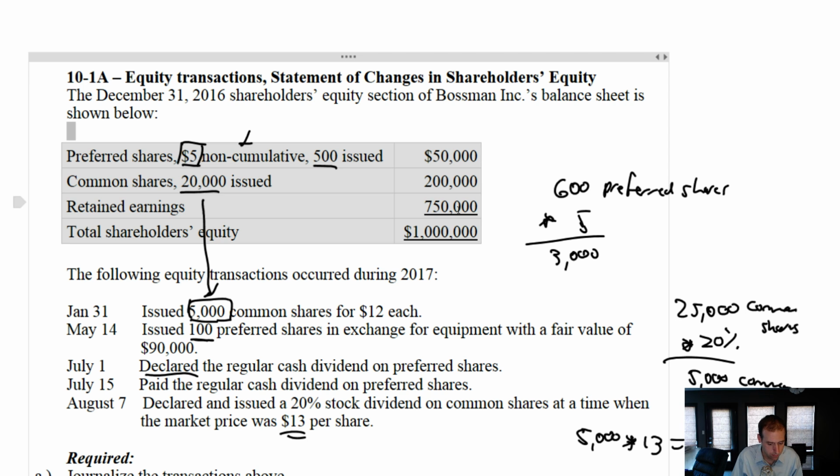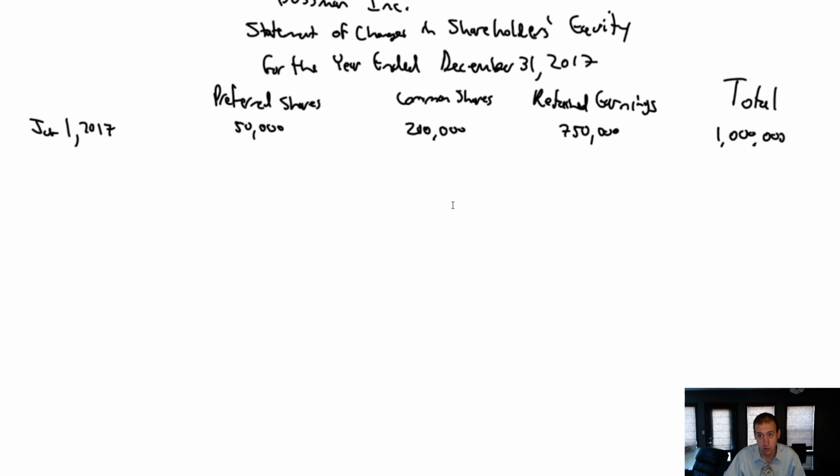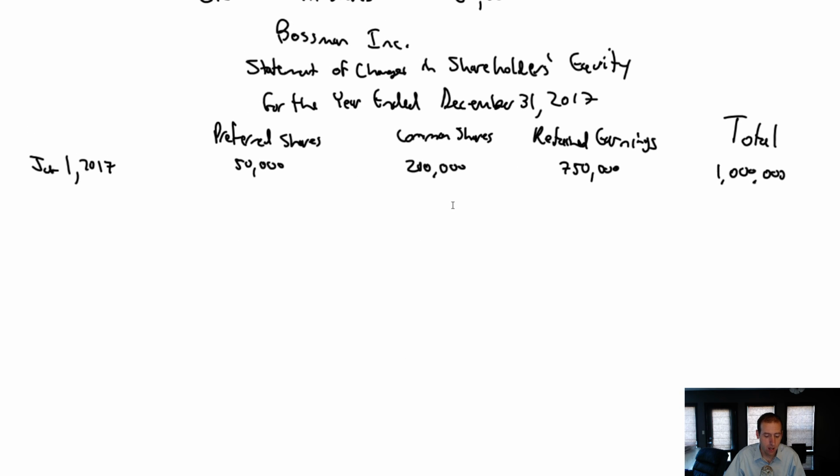We're looking at December 31st, 2016. This will be the starting point, though. We'll list our preferred shares, our common shares, and retained earnings. We'll say that's what we're starting with. And in fact, I've gone ahead and done that. If I scroll down here, you can see at the top, I've got the name of the company, Bossman Inc. The name of the statement is Statement of Changes in Shareholders' Equity, and the date for the year ended December 31st, 2017. Then I've listed across the top all of my equity accounts, preferred shares, common shares, and retained earnings, and a total.